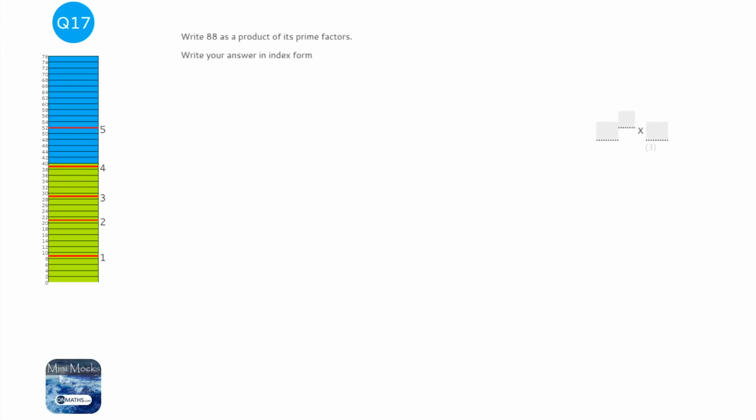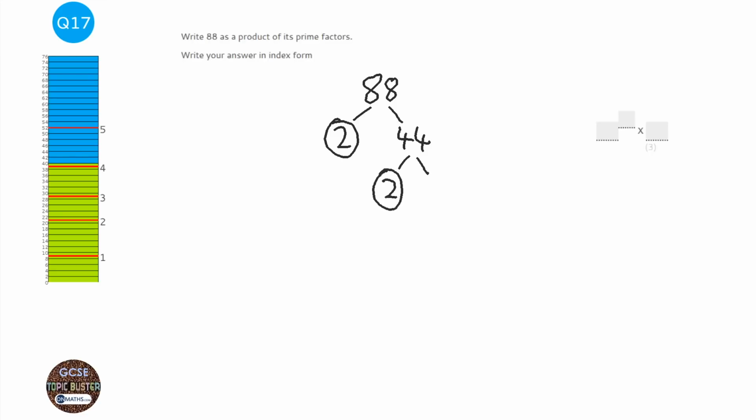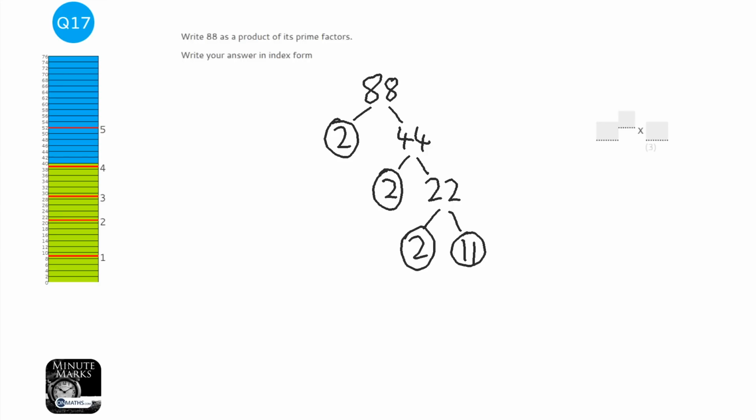Okay, so we're asked to write 88 as a product of its prime factors. So the first thing to do is write 88, and then we have two shoots coming from it. Now I need to find out which two numbers times together to make 88. Now a little tip, if you've got an even number, always pick 2. So 2 times 44. Now whenever we get to a prime number, we always circle it, because that's finished. So 44. Get another 2 out of that, so 2 and 22, 2 and 11. Now 11 is also a prime number, and when you're left with just prime numbers, then you write your answer out like this.